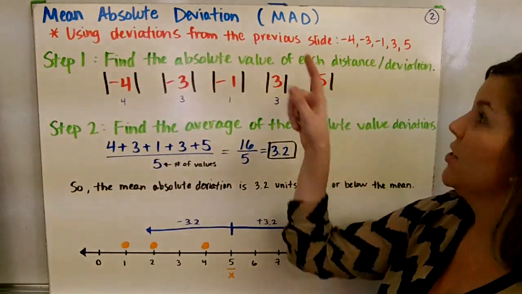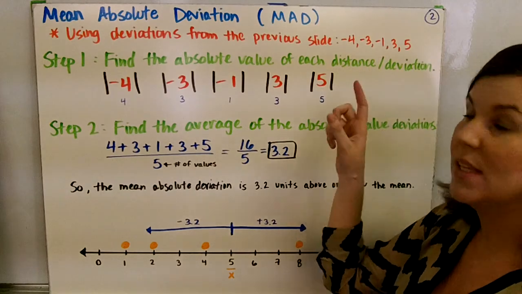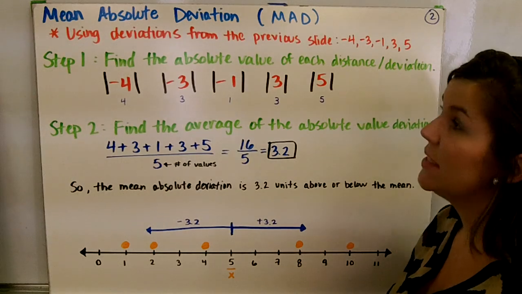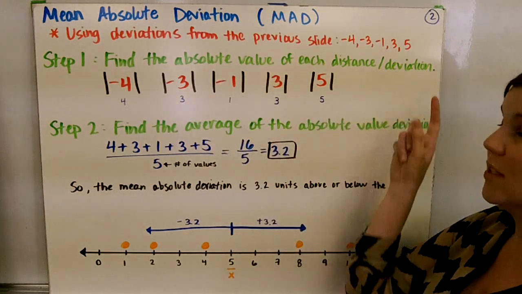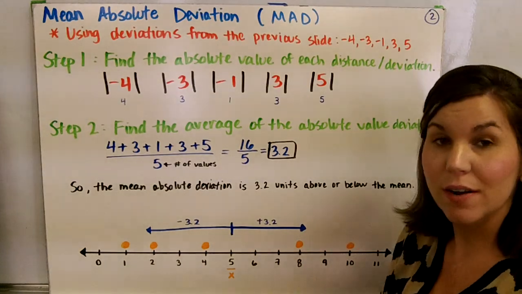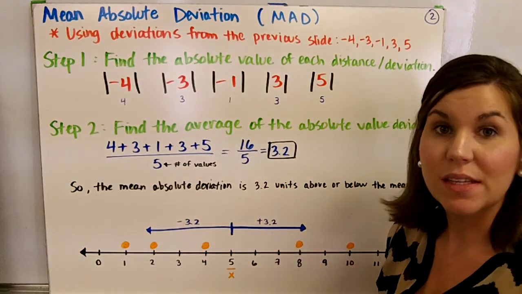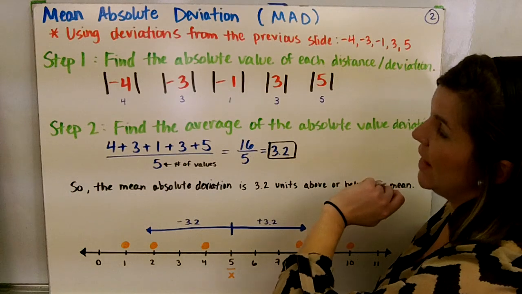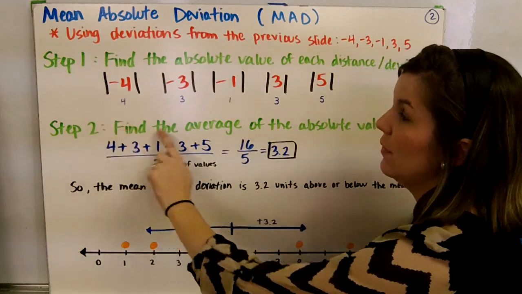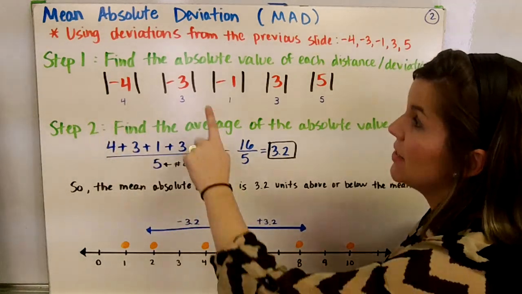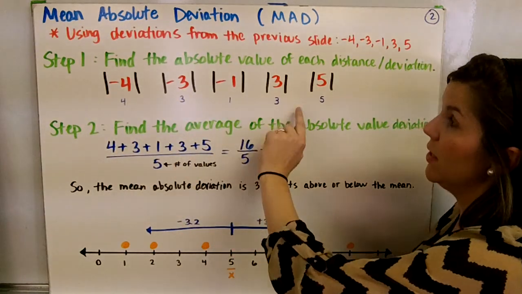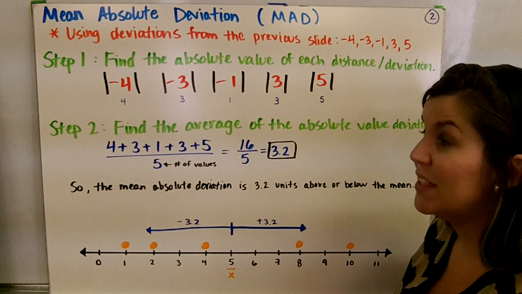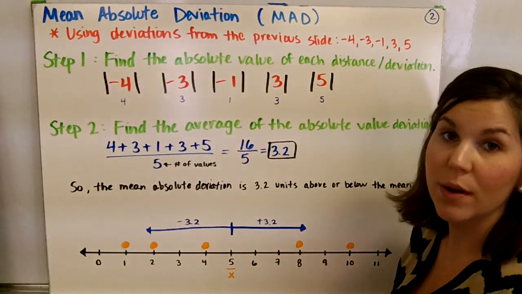So mean absolute deviation, MAD, using the deviations from the previous slide, and those were -4, -3, -1, 3, and 5. The first step, find the absolute value of each distance or deviation, because the deviations are the distances that each data value is away from the mean. So -4, the absolute value is +4, -3 is 3, -1 is 1, 3 is 3, and the absolute value of 5 is 5. Remember, absolute value has to be positive. It's the distance the number is away from 0 on the number line.